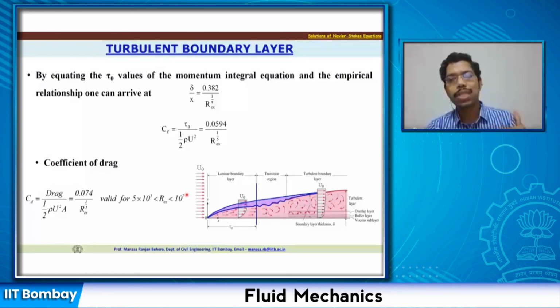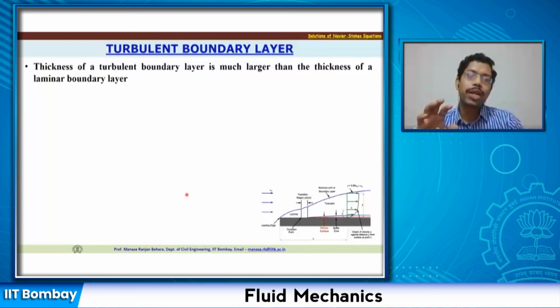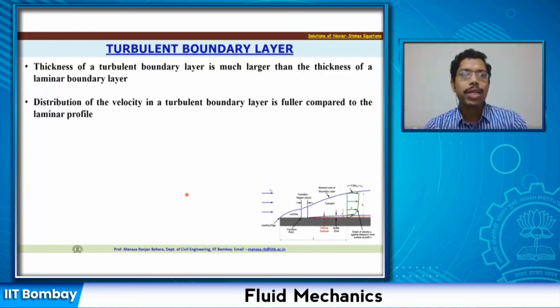So overall, what is the essence of this turbulent boundary layer theory? The thickness of a turbulent boundary layer is much larger than the thickness of a laminar boundary layer. If we solve, we will find that the thickness of the turbulent boundary layer is much larger compared to the laminar boundary layer, and the velocity distribution in the turbulent boundary layer is fuller. It is more flat, and the gradient is seen only close to the boundary, whereas in the laminar boundary layer the overall profile is parabolic. So we call it more full.